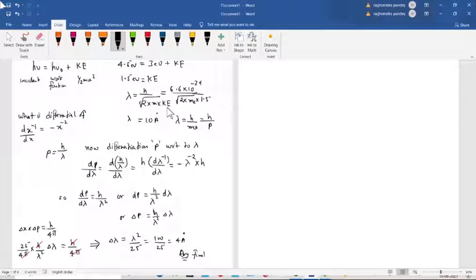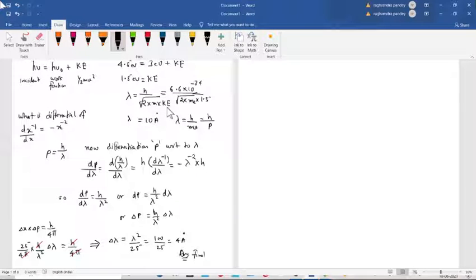Now lambda is equal to h upon mv, or you can write h upon p. P is equal to h upon lambda. Okay, so dp by d lambda. In place of p we can write h by lambda, and h we are taking out, so that becomes h into 1 upon lambda, so it becomes lambda to the power minus 1. So we have to find the error in the measurement of the wavelength. That's why we are doing this differential.